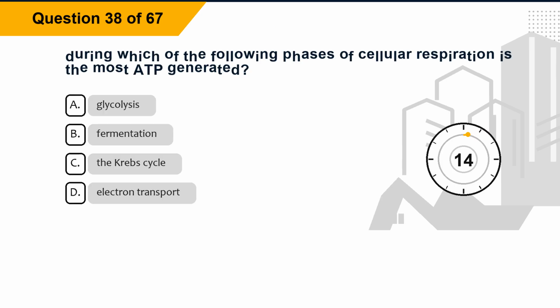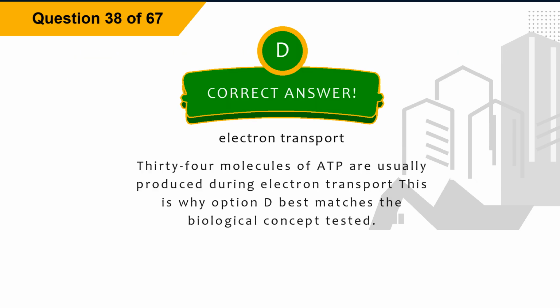Question 38. During which of the following phases of cellular respiration is the most ADP generated? Option A, glycolysis. Option B, fermentation. Option C, the Krebs cycle. Option D, electron transport. The correct answer is option D, electron transport. Explanation.